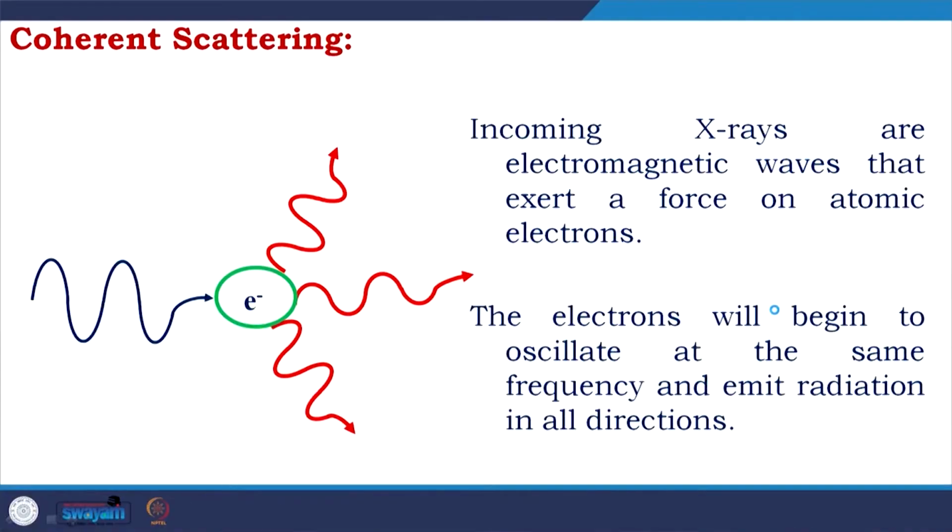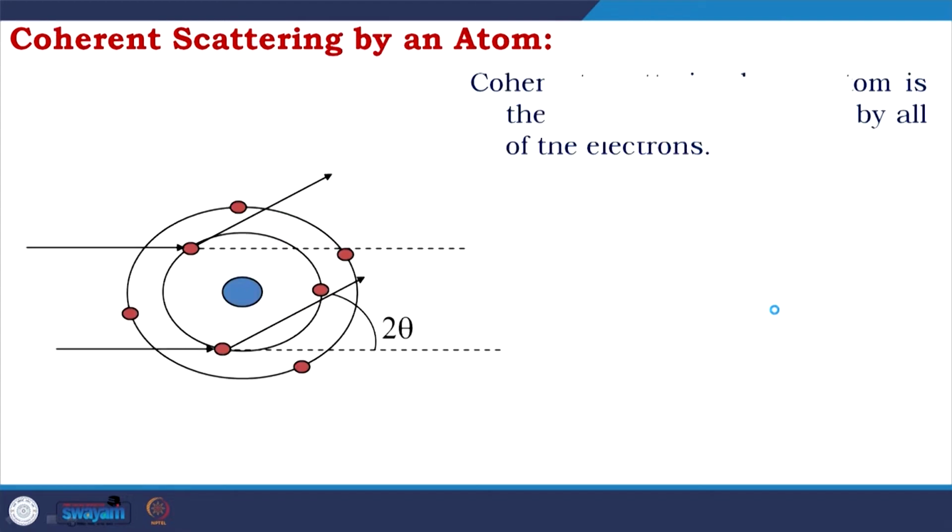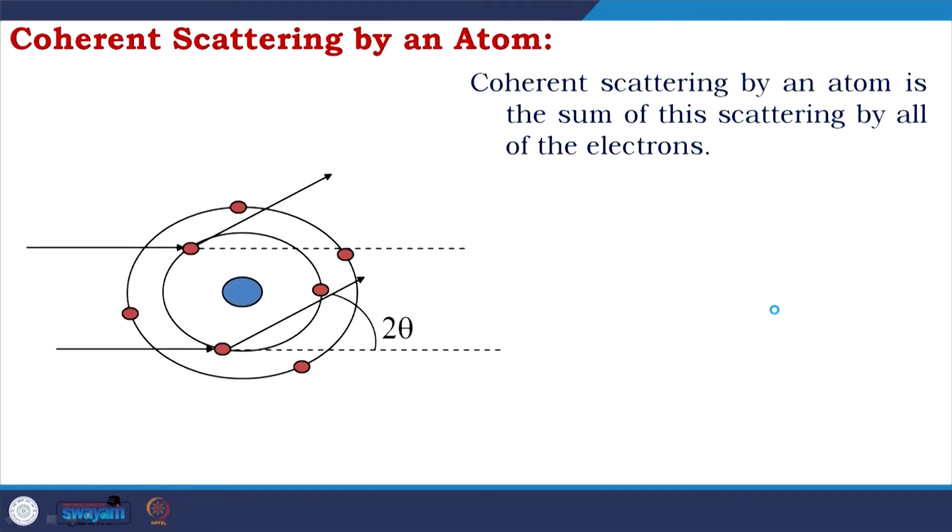We could make the model, we will see that. The electrons will begin to oscillate at the same frequency and emit radiation in all directions. So, in coherent scattering there are constructive and destructive interference, which, as you all know, is the property of any wave. When they are in the same phase, they are constructive. When they are in opposite phase, they are destructive. So, coherent scattering by an atom is the sum of the scattering by all of the electrons.